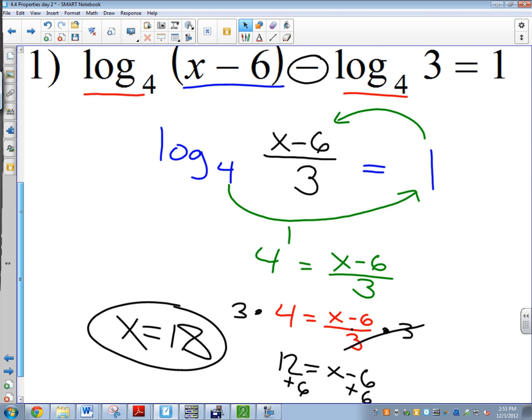We condensed it. We then did first, last, second, since log was written on one side, and then we used our algebra skills from there to solve the rest of the way. X was equal to 18.